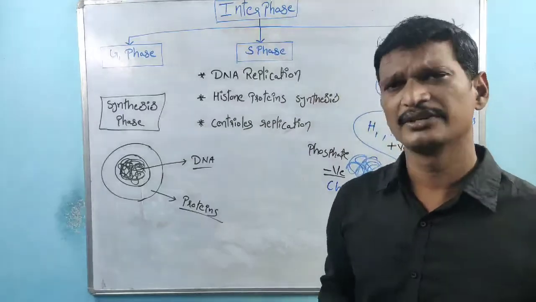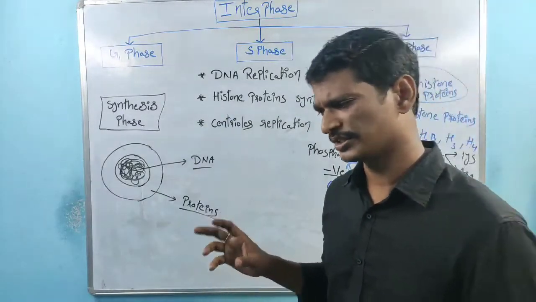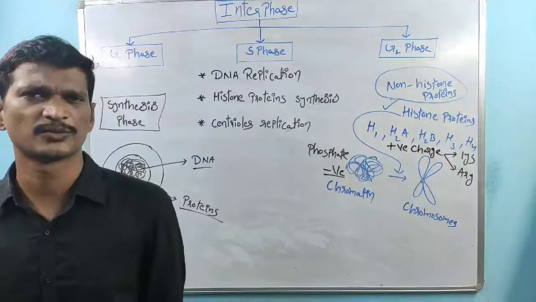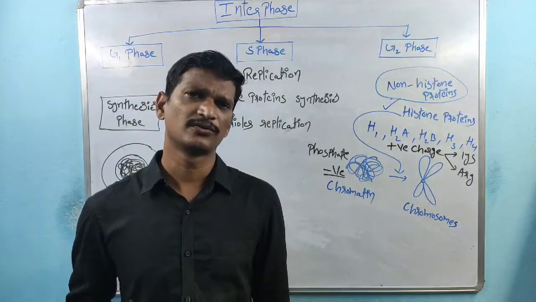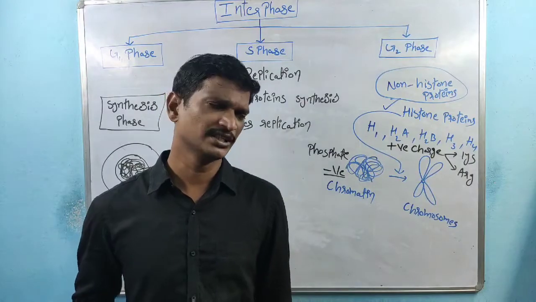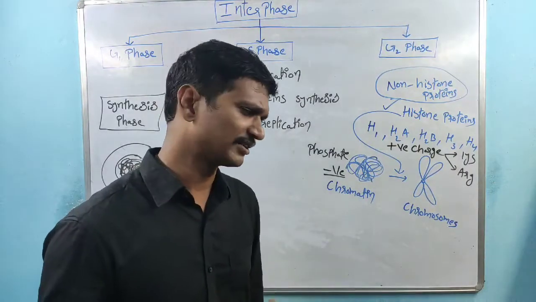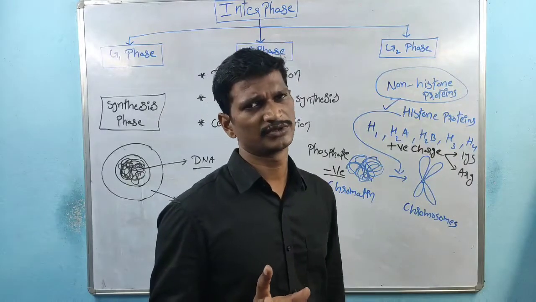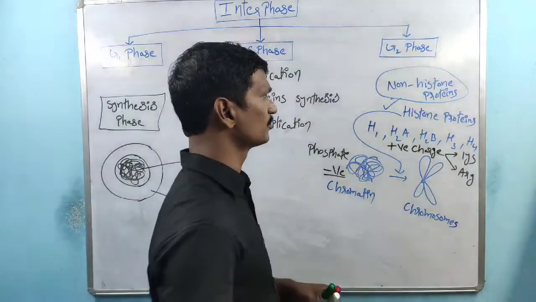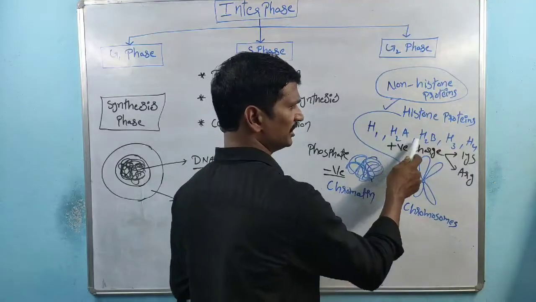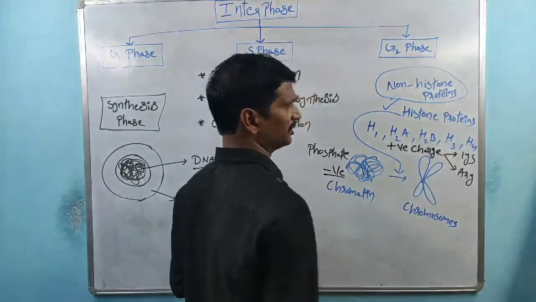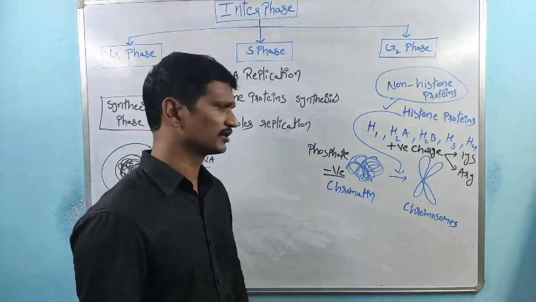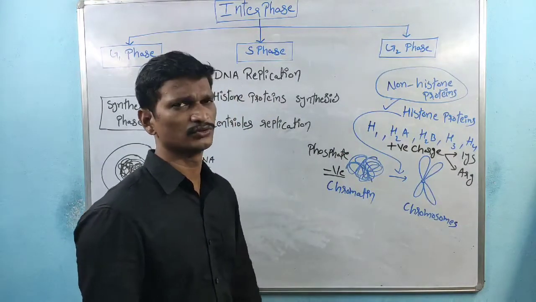So this is a very easy concept. The histone proteins are synthesized in the cytoplasm, and after synthesis they are transported from the cytoplasm to the nucleus. Then these histone proteins interact with the chromatin and finally form the chromosomes. Within histone proteins there are H1, H2A, H2B, H3 and H4. These are the types of histone proteins present, and they are majorly involved in chromosome formation.